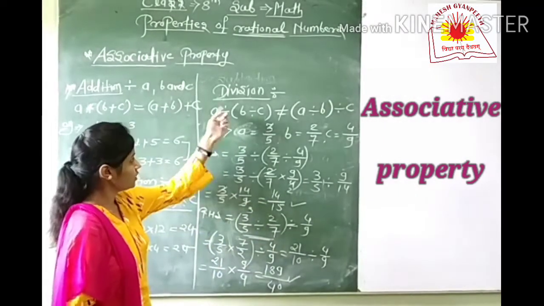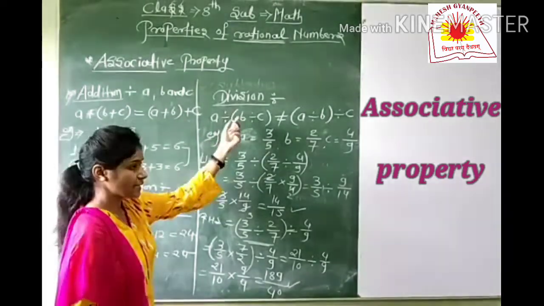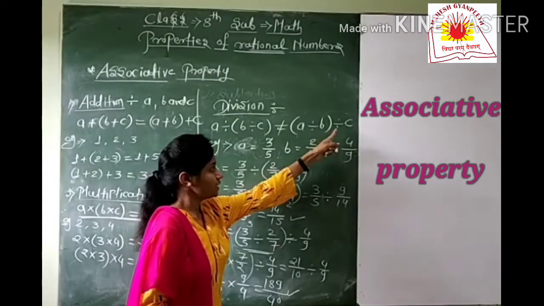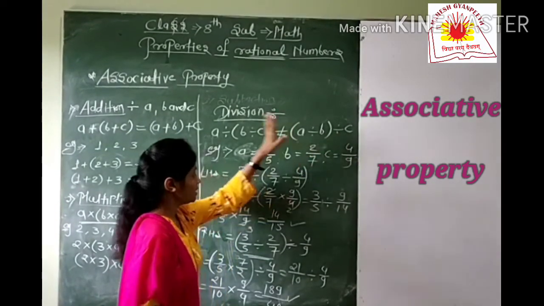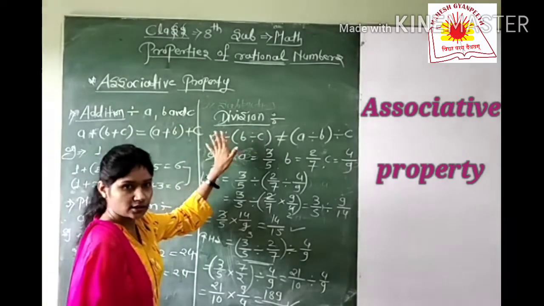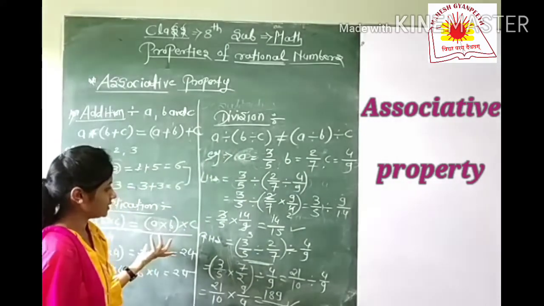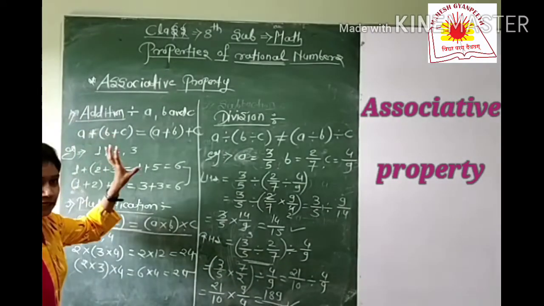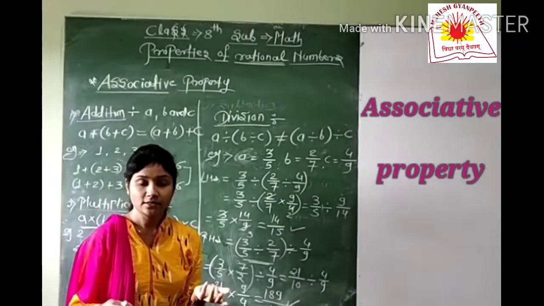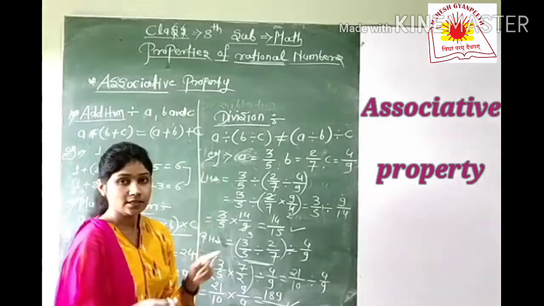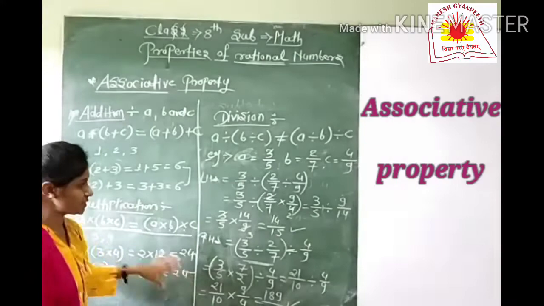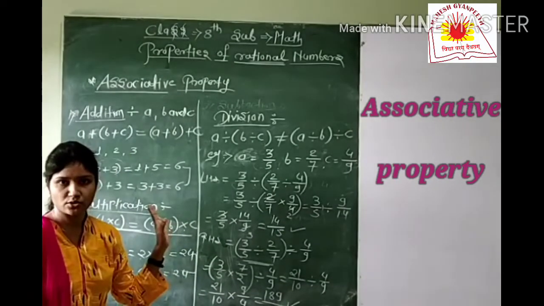No. So A divided by in bracket B divided by C does not equal in bracket A divided by B, divided by C. This associative property is not applicable on division. This is what you have to observe: the associative property is only applicable on addition and multiplication, and not applicable on subtraction and division. All of you understand this clearly. You can take any other example also as you wish.